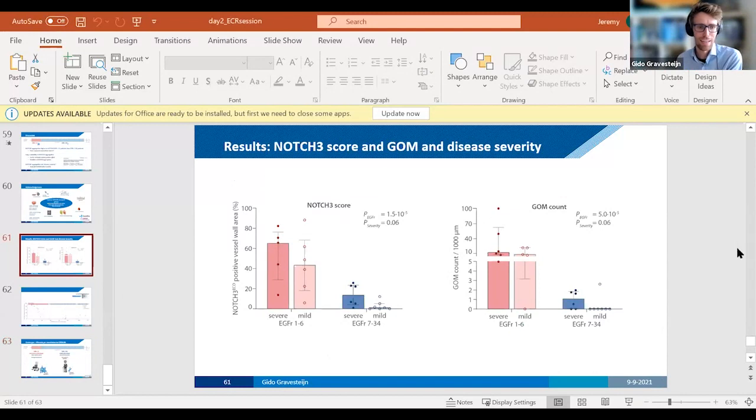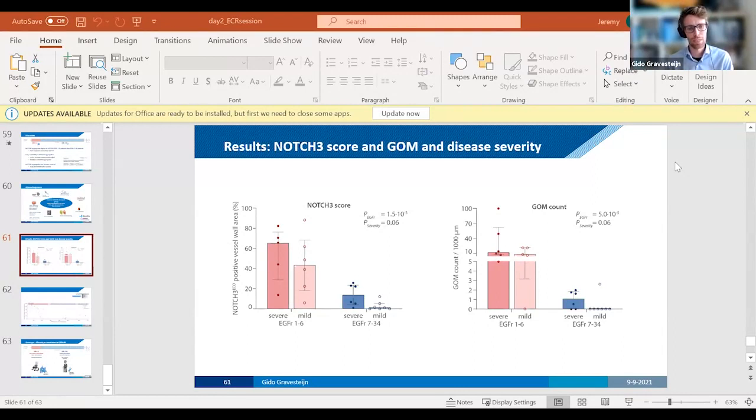Yeah, that's great. So here we see the same data, but then split between severely and mildly affected patients. And what is immediately visible is that there seems to be a kind of trend with disease severity in the EGFR 7 to 34 group, that it seems to be more NOTCH3 aggregation there.